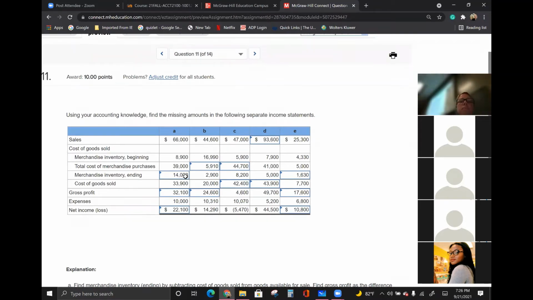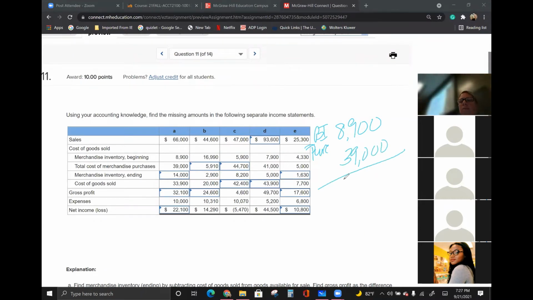I'll show you. I'm not really following. Okay. So we have 8,900. That's my beginning inventory. My purchases, that's 39,000. Add those together. Forgot what it was. 47 what? 47,000? Was it 39 plus 8? No. 47,900.